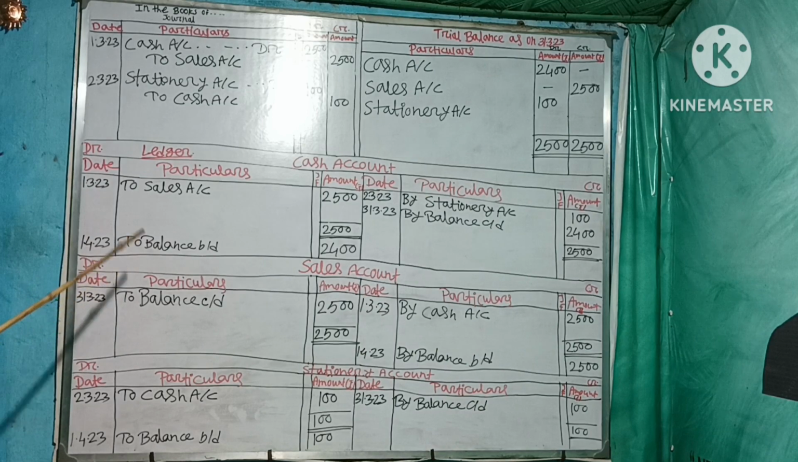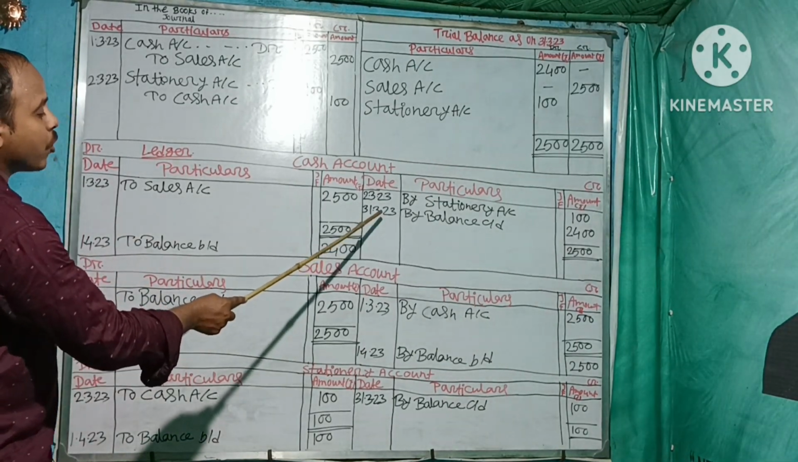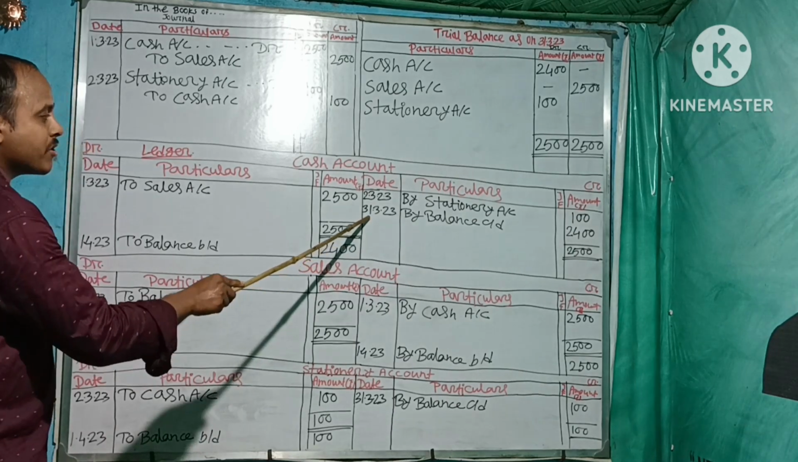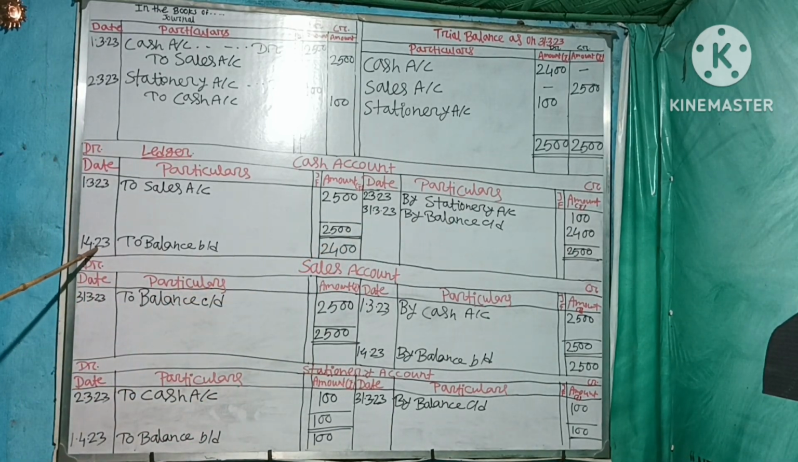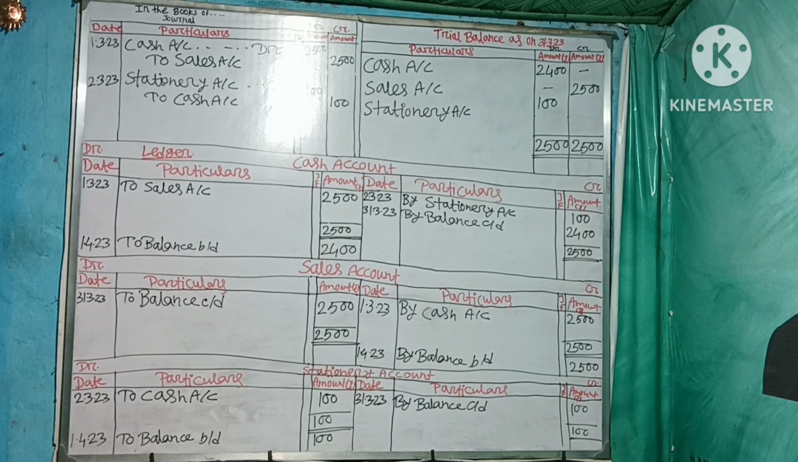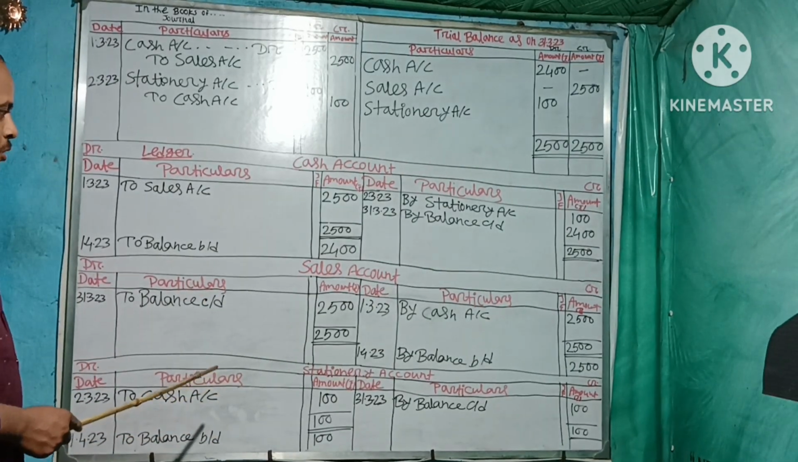Remember another thing. CD is the closing date, and the next day of the CD date, that is 1st April 2023, is the date for our BD, that is the new opening date. In the same way we can close the sales account also.